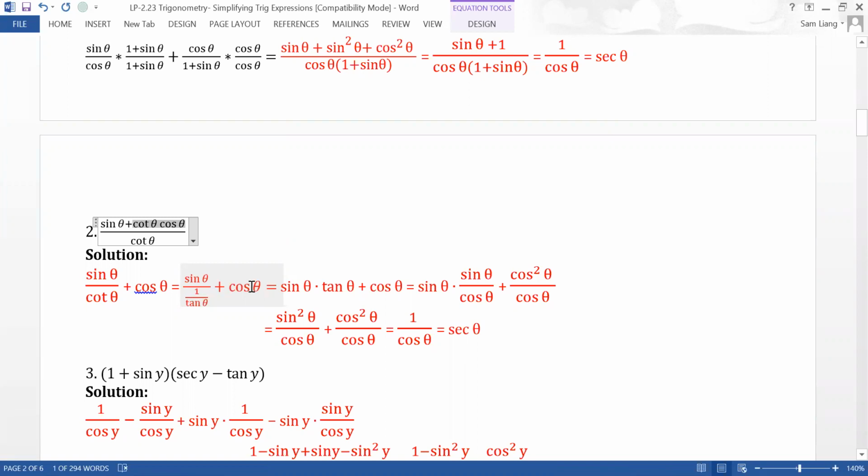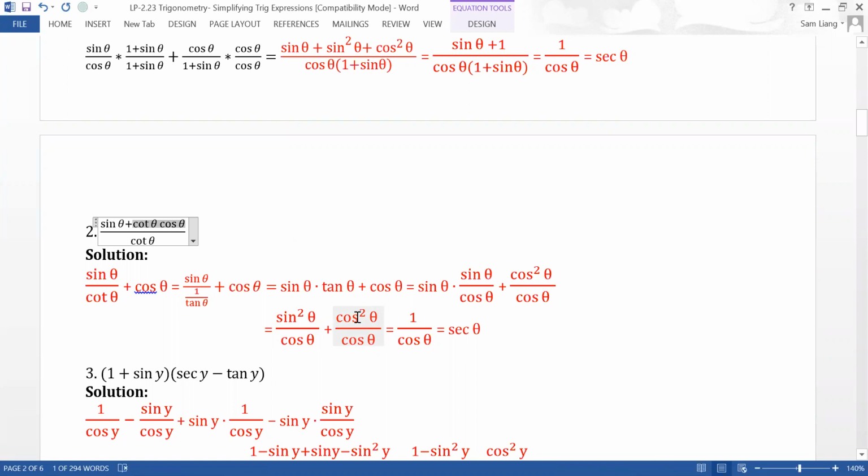And then that cosine stays the same. From there, I multiply sine theta by the reciprocal of this denominator, which is tan theta. And then at this point, I rewrite tangent as sine over cosine, right? And then from there, I'm going to multiply cosine theta by cosine over cosine to get the common denominator of cosine. And then from there, we combine, right? So we get sine squared theta plus cosine squared theta, all divided by cosine theta.